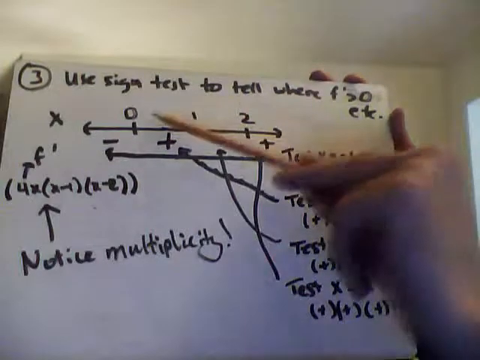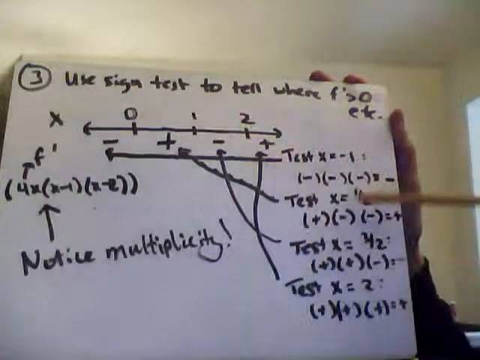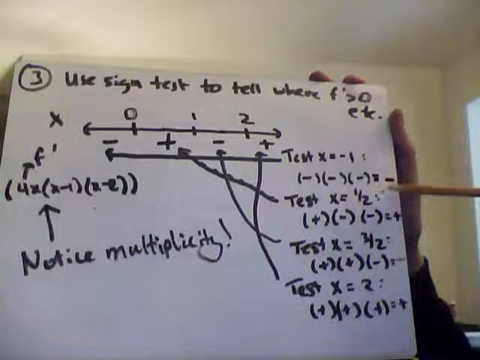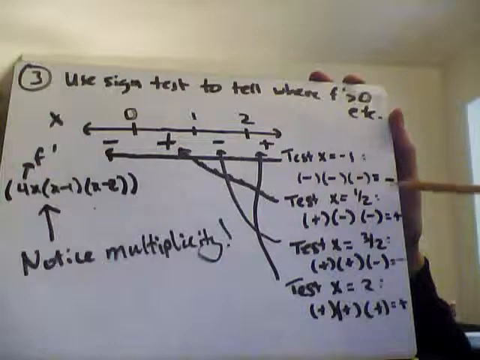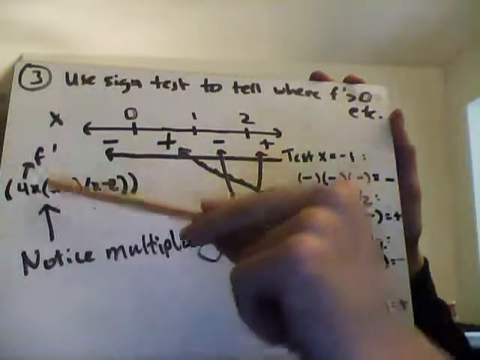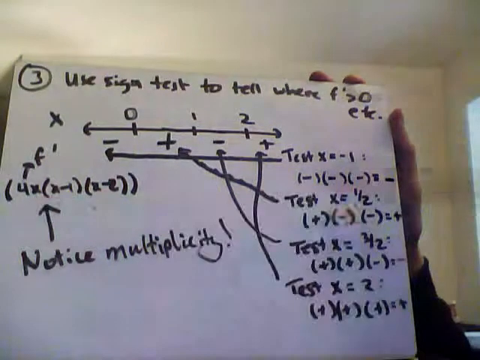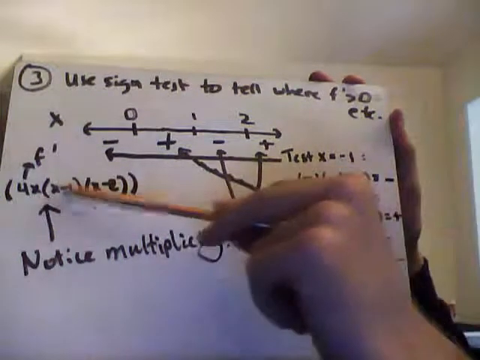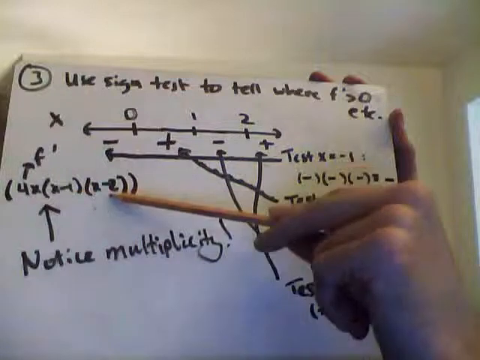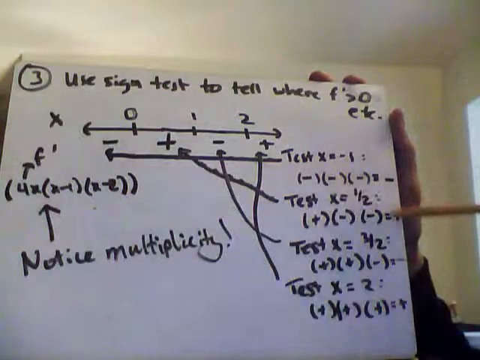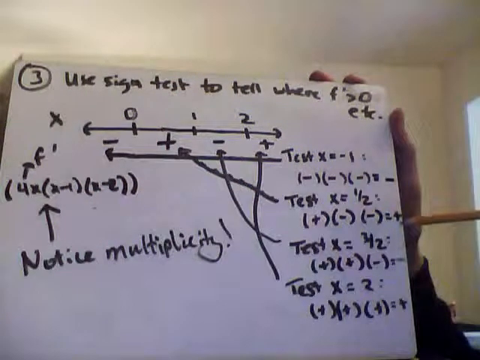Okay? In between 0 and 1, we want to test x is equal to 1/2. And remember, we're only concerned about whether our derivative is positive or negative for each of our factors. When we plug in 1/2 into the 4x portion, we're going to get a positive number, a negative number here, and a negative number here. Altogether, we've got 2 negatives, multiplied together will eventually get us a positive.